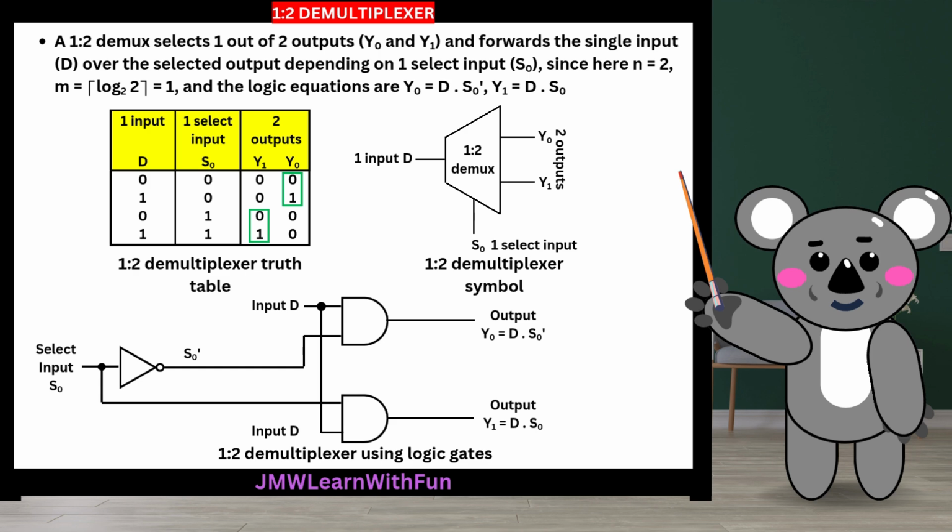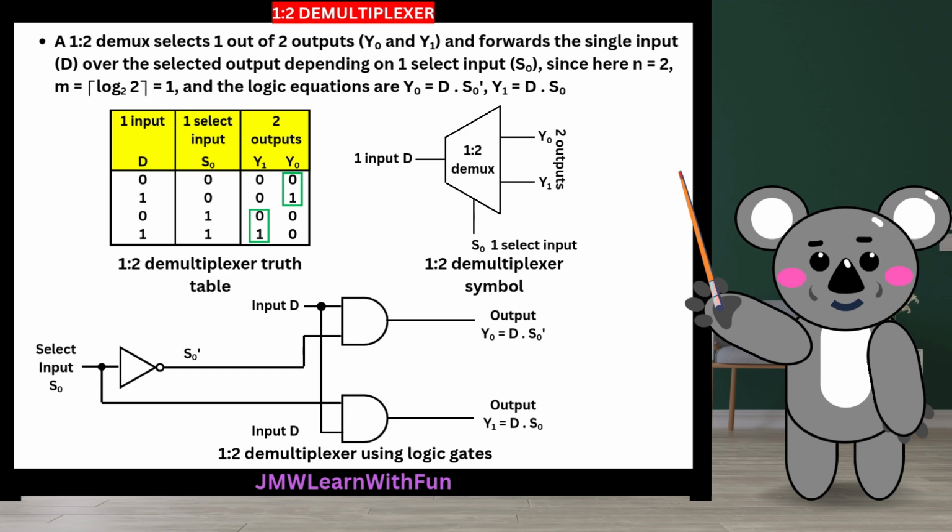The 1:2 demultiplexer truth table is shown, with one input D, one select input S0, and two outputs Y0 and Y1. We see that when S0 is 0, the output Y1 is 0, and the output Y0 follows the input. If D is 0, Y0 is 0, if D is 1, Y0 is 1. When S0 is 1, the output Y0 is 0, and the output Y1 follows the input. If D is 0, Y1 is 0, if D is 1, Y1 is 1.